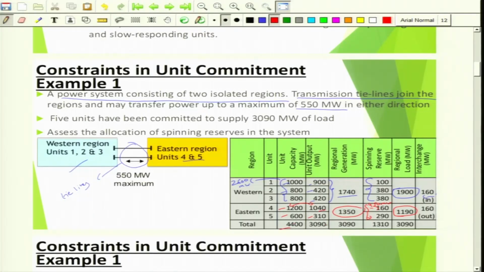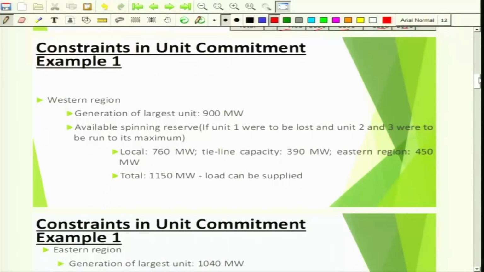Got it? So this gives the total summary, the total capacity, total unit power output, put together for eastern and western region. So what are the figures that have been given here? Now this is the operating scenario. Now let us determine whether the available spinning reserve is sufficient or not with respect to western and eastern region, right?